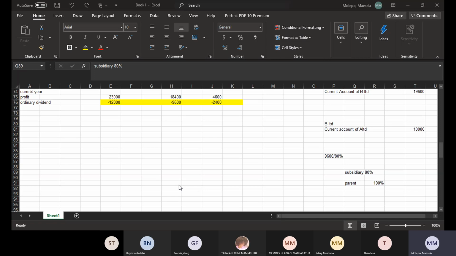Okay. In this case, the subsidiary declared while the parent didn't expect anything. Since the subsidiary declared the dividend this year, which will be payable in the future, because we assume they declared it on the 31st of December, the parent is now going to expect that 9,600 as income in the following year.